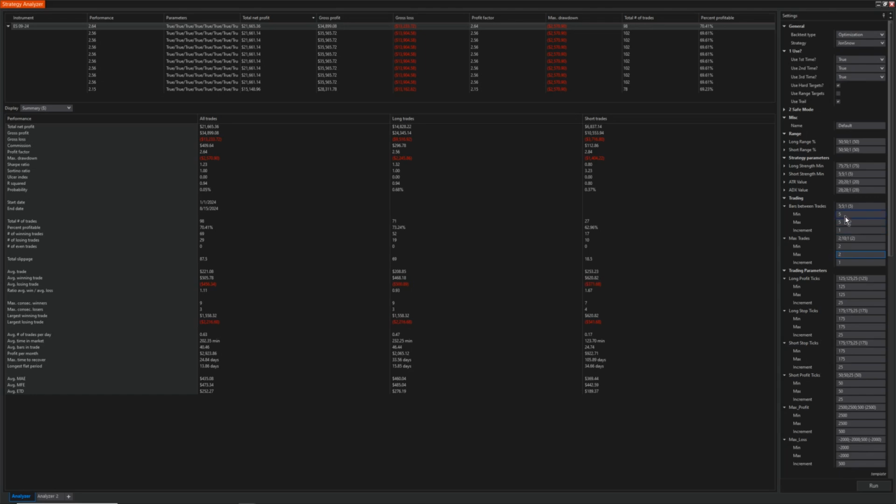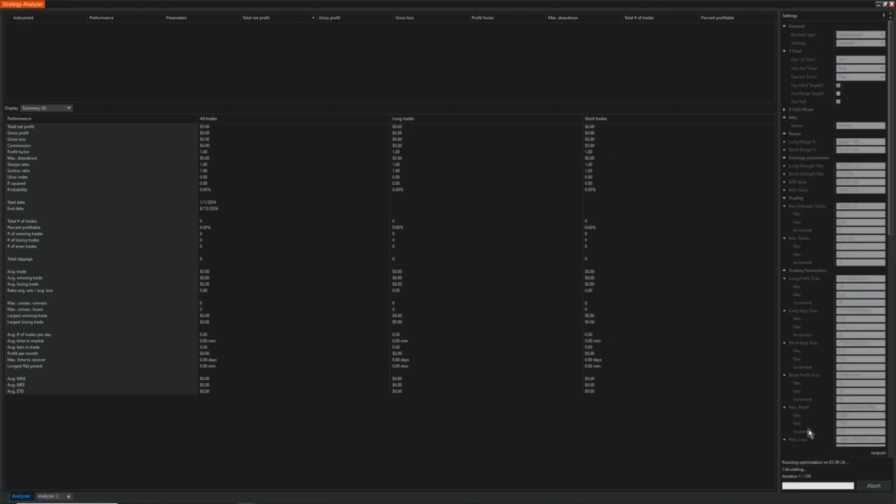I'm just going to see if the bars between trades, something simple, makes a difference. We're just going to go with 2 to 200, increments of 2. Since it's on the 5-minute, we shouldn't need more than 200 there, but that should go really fast.